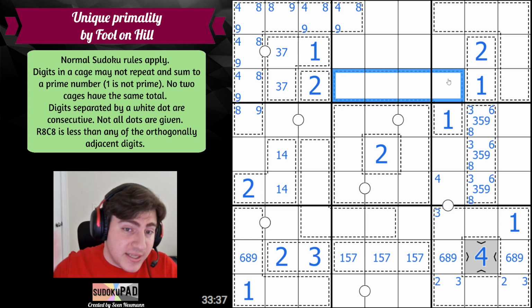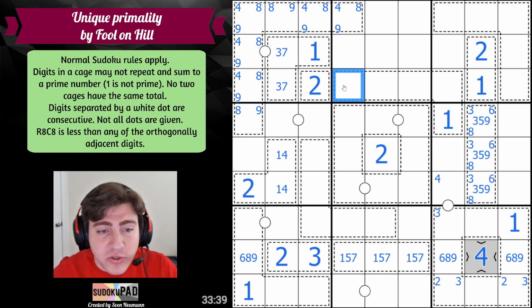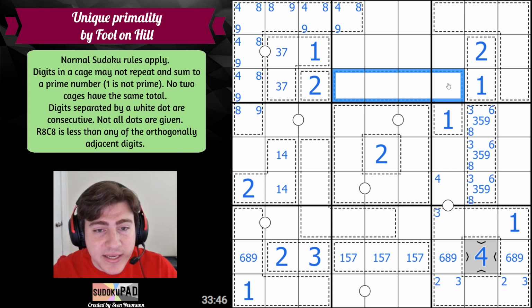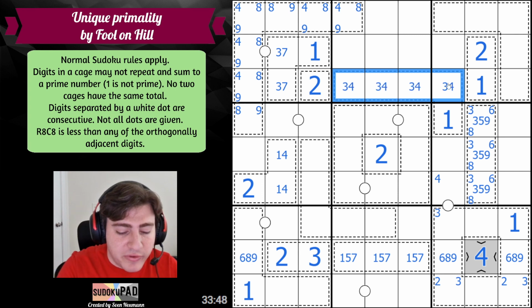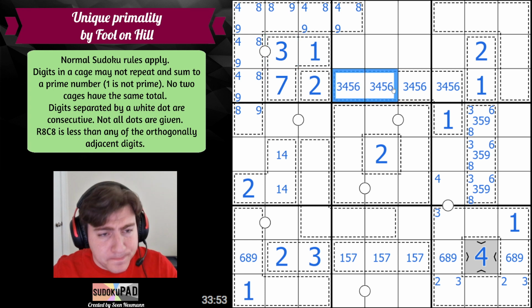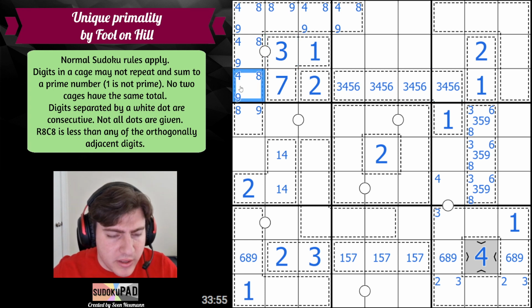So 19 is now 18 without using 2. Without using 2, 3, 4, 5, 6 is 18. And 18, so it has to be 3, 4, 5, 6. Look at that. That makes this 7, this 3, and now we're opening up. This cannot be 4.